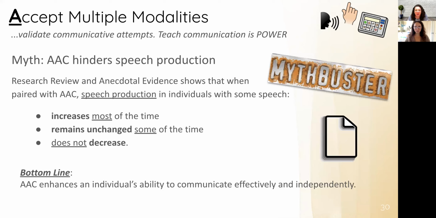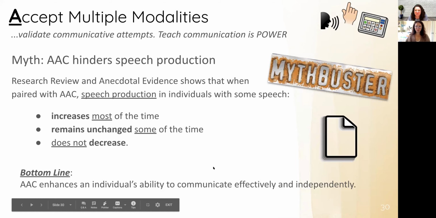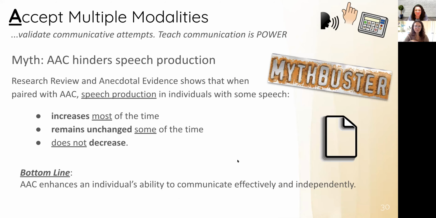Great. All right, and now we're going to do some Mythbusters. Sometimes we do have these myths, or just concerns that might come up from anybody who's unfamiliar with AAC and how it works with our students.